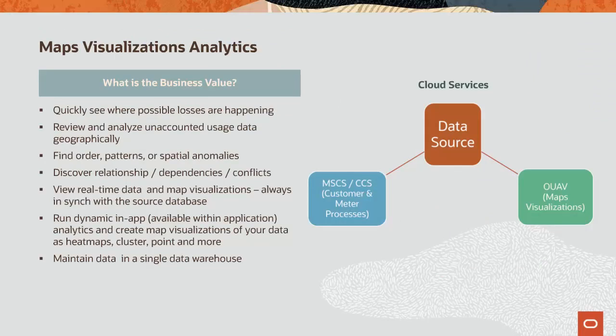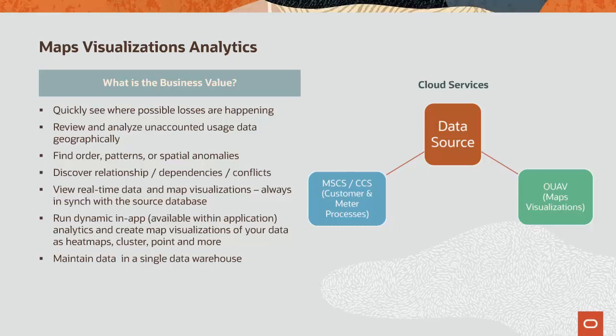Now we are going to talk about the business value this feature provides. These map visualizations help you quickly identify where losses or leaks occur and can help you to analyze the unaccounted usage data using geolocations like latitude and longitude. They can also help you identify various patterns, orders, and spatial details and discover the relationship of district meter, transformer to service points and dependencies between losses.